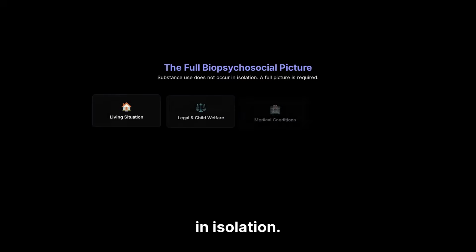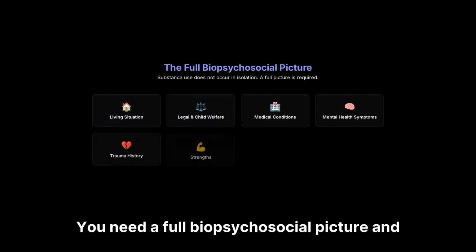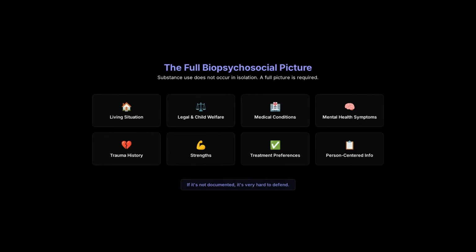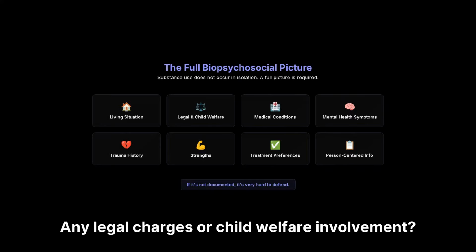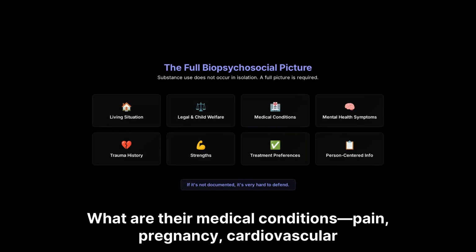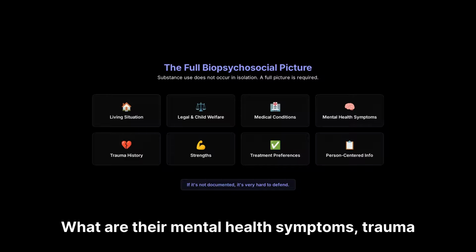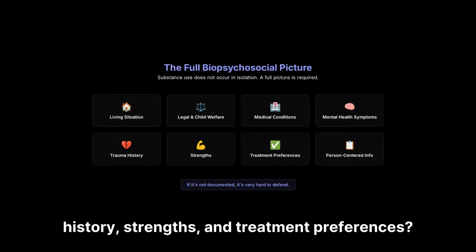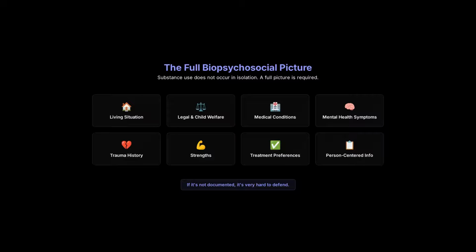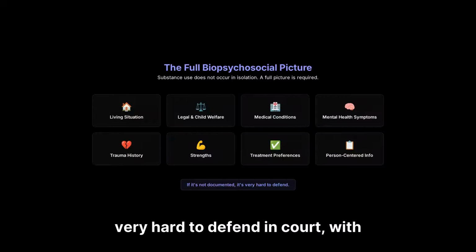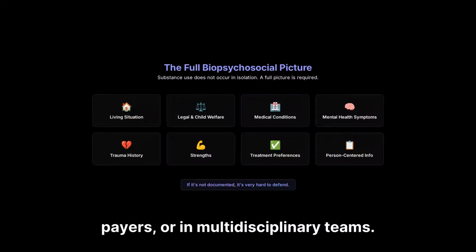Then remember, substance use does not occur in isolation. You need a full biopsychosocial picture and person-centered information. What is their living situation? Any legal charges or child welfare involvement? What are their medical conditions? Pain, pregnancy, cardiovascular issues? What are their mental health symptoms, trauma history, strengths, and treatment preferences? If it is not documented, it is very hard to defend in court, with payers, or in multidisciplinary teams.